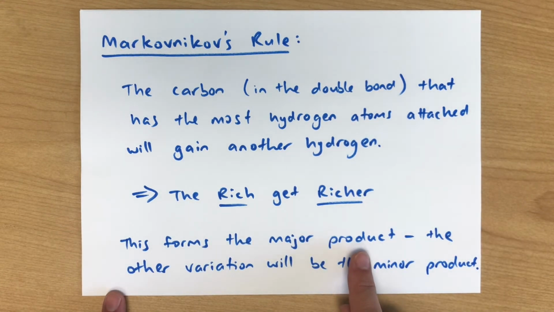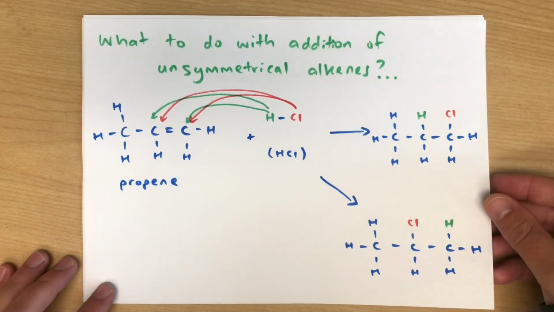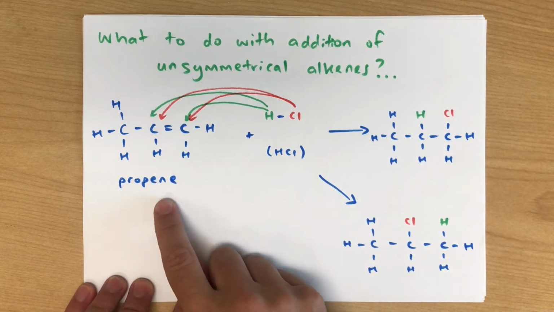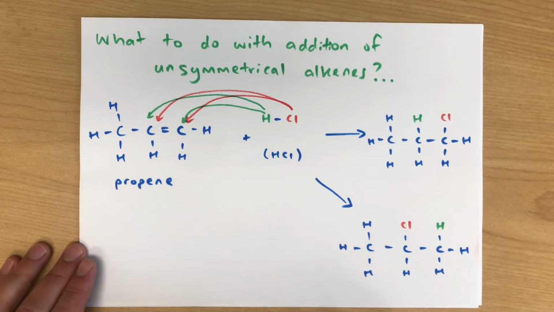The major product will be when this rule has applied, and that's the one we're going to get the majority of. The other option will be the minor product, and that's where the rich didn't get richer, the rich stayed the same. So we're always going to get 2 products formed when we're dealing with unsymmetrical alkenes, and the major product will be when Markovnikov's rule has applied, the minor product will be when it has not. So going back to our previous example, the addition to propene, can we now identify which is the major and which is the minor product?